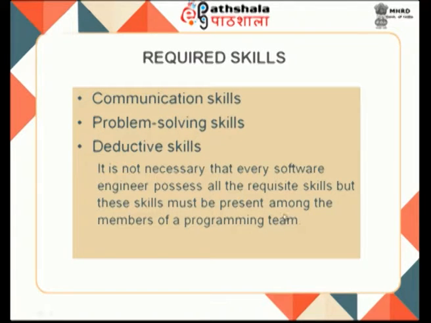It is not necessary that every software engineer possesses all the requisite skills, but these skills must be present among the members of the programming team. It is not mandatory that all three skills are required for the entire programming team, but as a team leader or a project manager, it is mandatory to possess all these three skills. But as and when the developer develops expertise in project development, he has to attain competency in all these three skills.